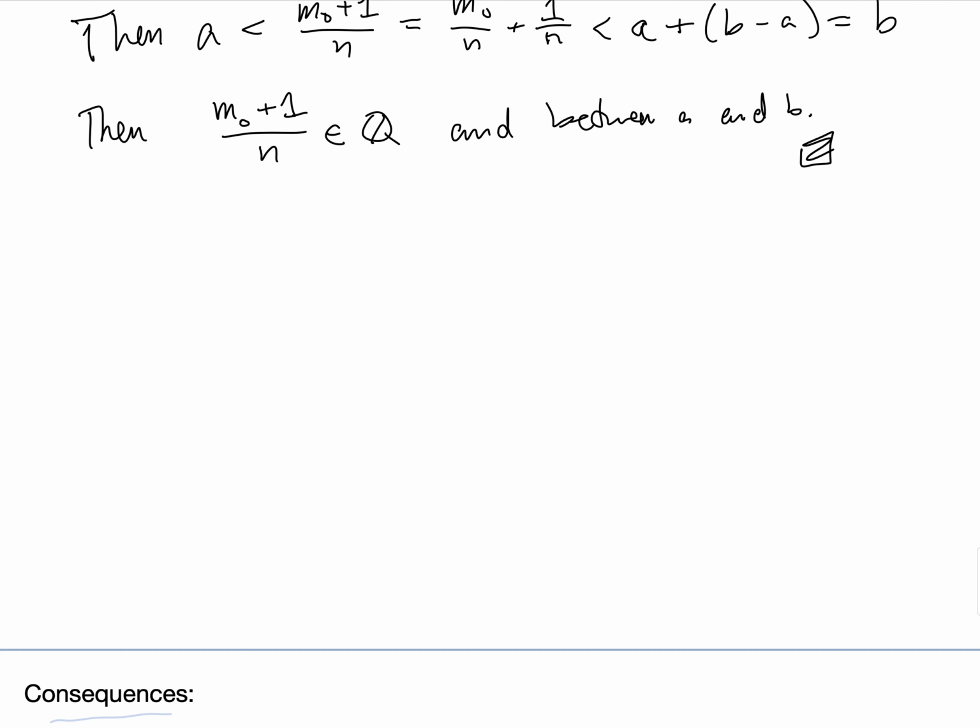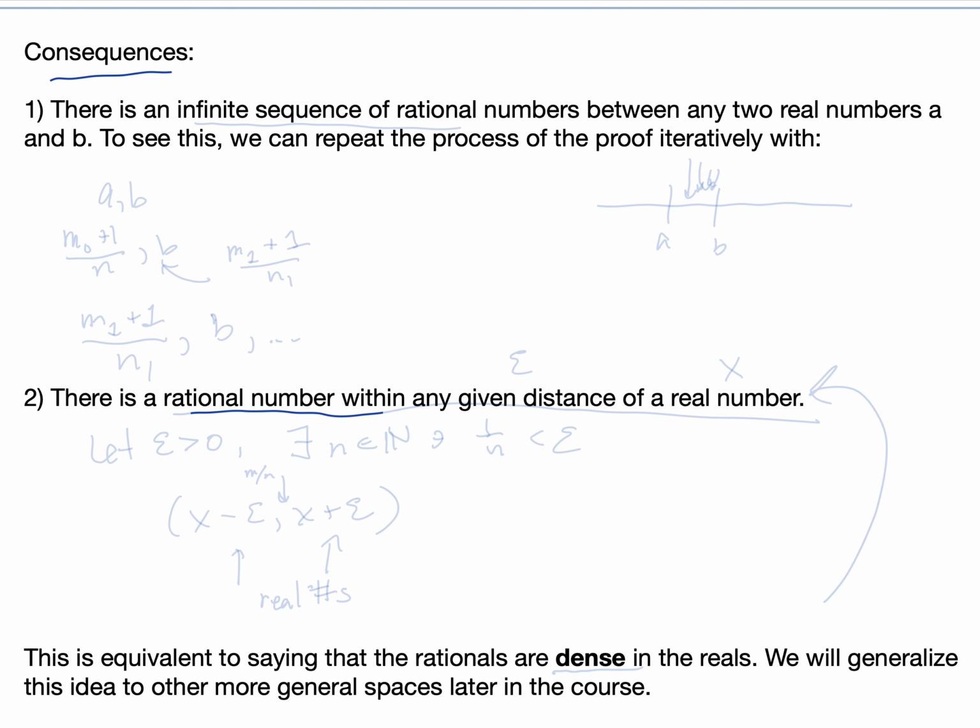This theorem, that between any two real numbers is a rational number, has a couple of consequences. One is that between any two real numbers, not only is there some rational number, but there's actually an infinite sequence of rational numbers in between. To see that, we can repeat the process in the proof above iteratively, first with the real numbers a and b, and then with m0 plus 1 over n and b, and whatever we get from that, let's call it m1 plus 1 over n1. We can repeat the same thing again, because this is also a real number, so we can find some rational number in between these two real numbers, and so on. We can just continue doing this forever and ever. So we get an infinite sequence of rational numbers between any two real numbers.